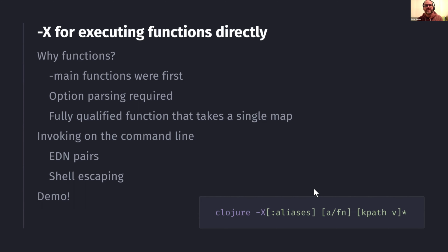The way that they came up with, maybe the first way, but maybe this will be the only way we get, is basically being able to run any function by specifying it on the command line. And all of the arguments to that function are basically keyword and value pairs. So when it gets translated into Clojure land, it comes in as a map. So the function has to take a single argument, and that argument has to be a map. But other than that, there's not really any restriction on what that function can do.